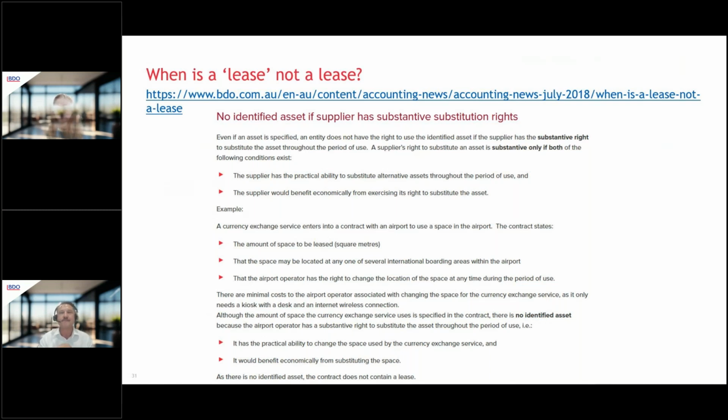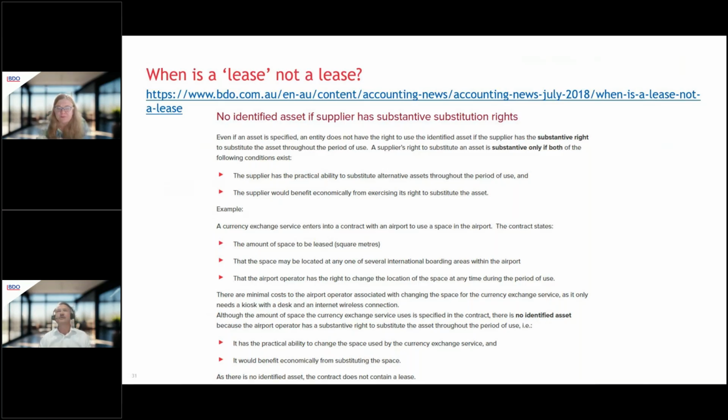Now, this happens everywhere. The example on the screen here actually talks about a piece of space at an airport, and you'll know what I'm talking about. You're walking through an airport, and there's someone with a coffee cart standing on an area of the airport floor. The question then is, is that little area of floor actually a leased asset, an identified asset, or is there a substitution right? So, for example, could the coffee cart be shepherded off somewhere else in the airport? And can the supplier, being the airport, do they have the practical ability to substitute that asset throughout the period? And would they benefit economically from exercising that right?